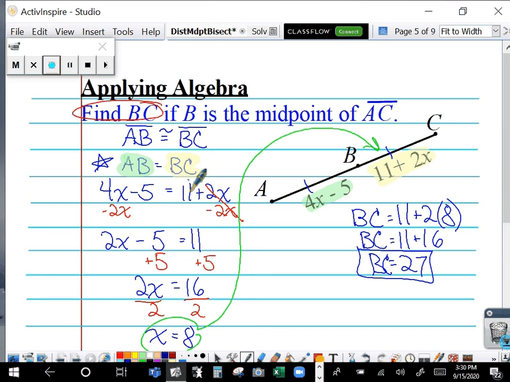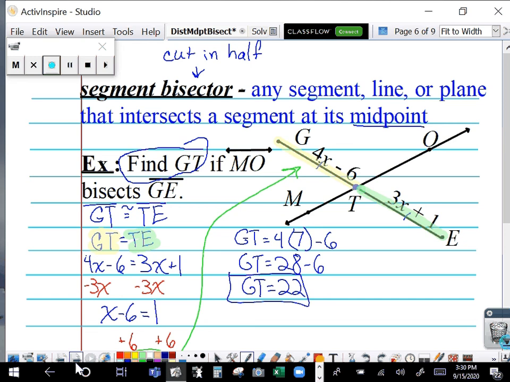So we can use that to solve for x, and the same thing happens if they talk about a segment bisector. A segment bisector does kind of the same thing a midpoint does. It cuts a segment in half. So the two halves of that segment created by that segment bisector are also going to be equal to one another. So we can use that to set up this equation where GT equals TE, sub in those expressions, and solve for x. Just keep in mind, guys, sometimes they want you to find x, sometimes they want you to find the length of a segment. So make sure you read the question carefully and answer the question that's asked.